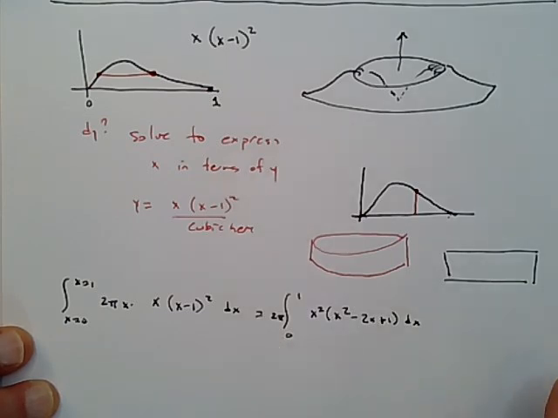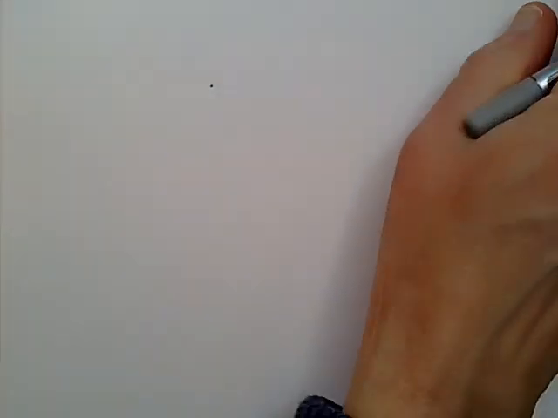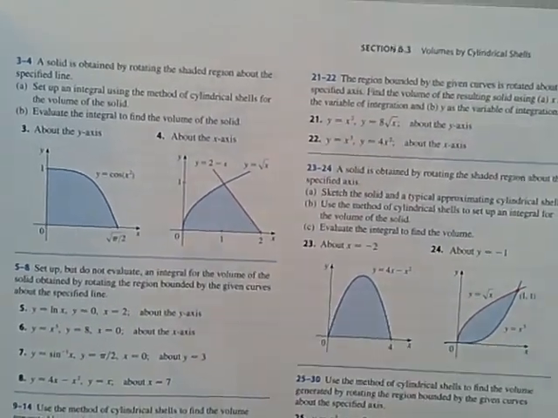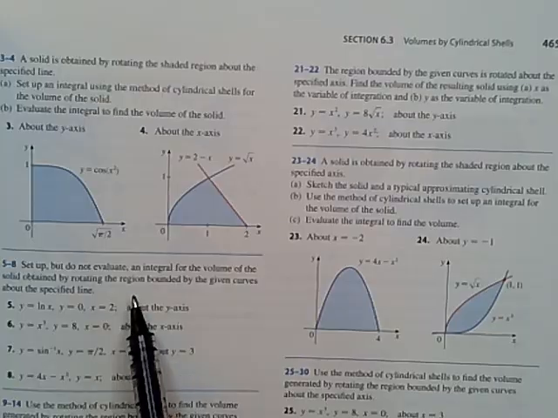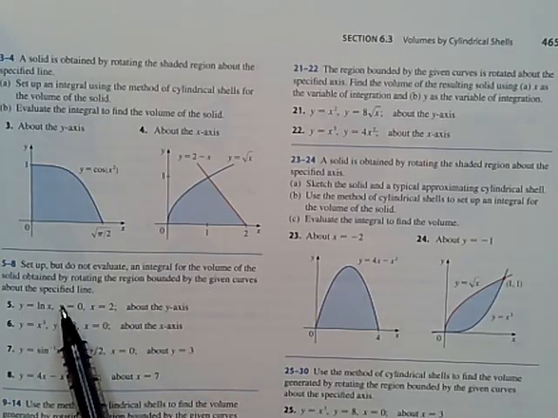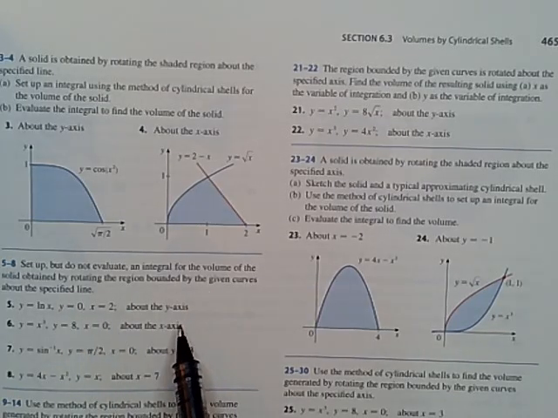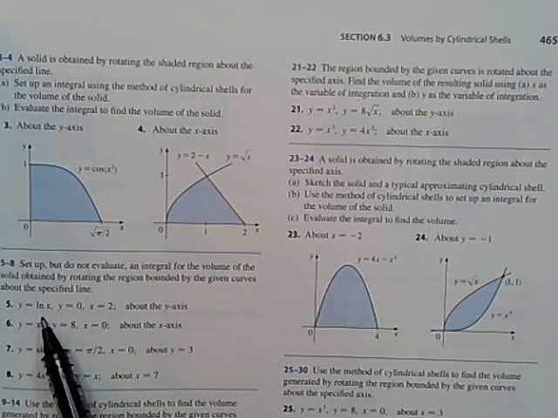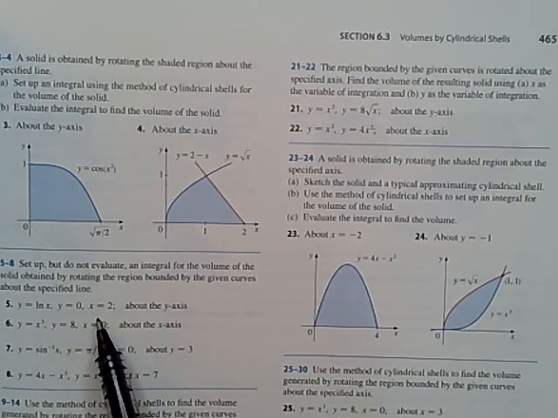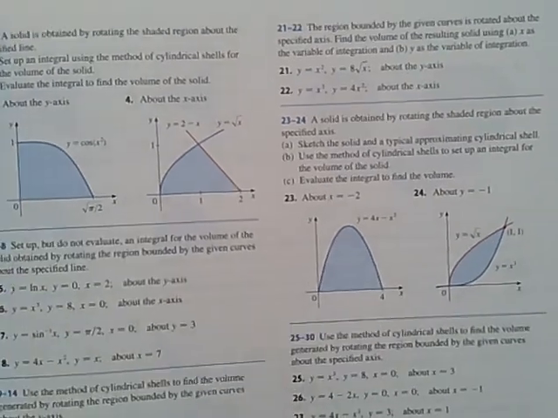Okay, great. So that was number 1. Next up is number 5. Number 5 says, set up but do not evaluate an integral for the volume of the solid obtained by rotating the region bounded by the given curve about the specified line. And of course, I'm going to do this by shells. It says y equals ln of x, y equals 0, x equals 2, about the y-axis.